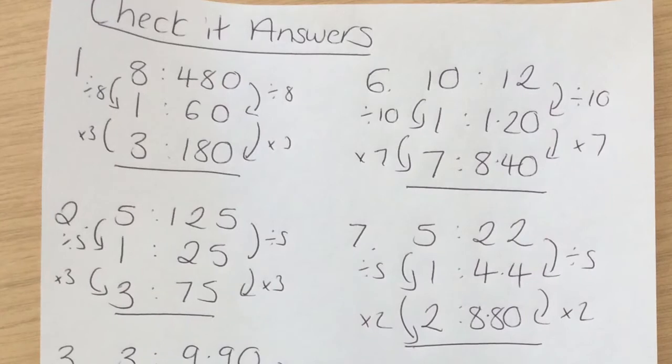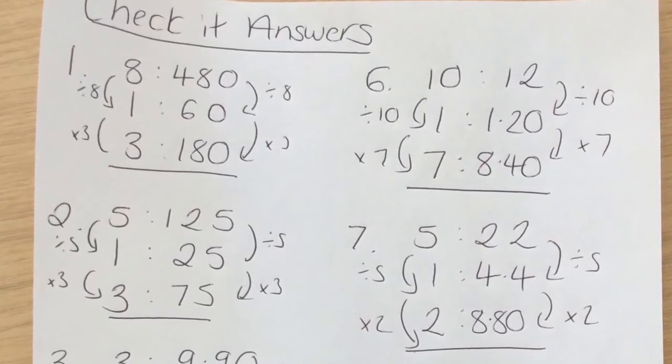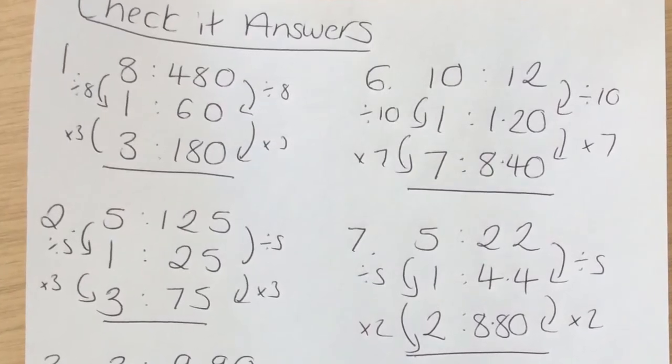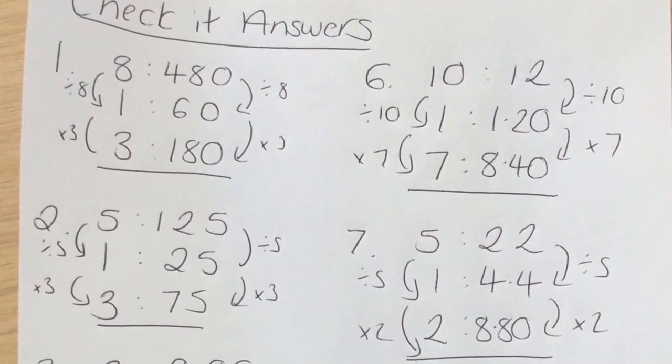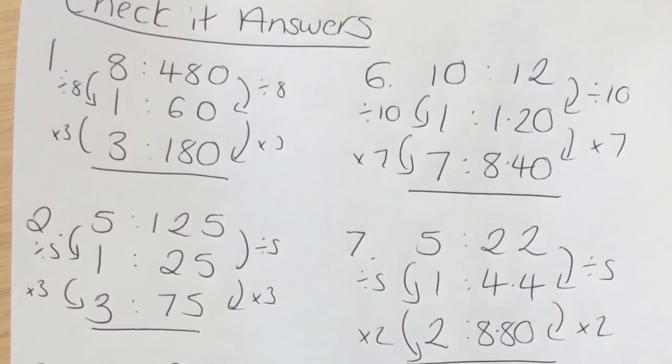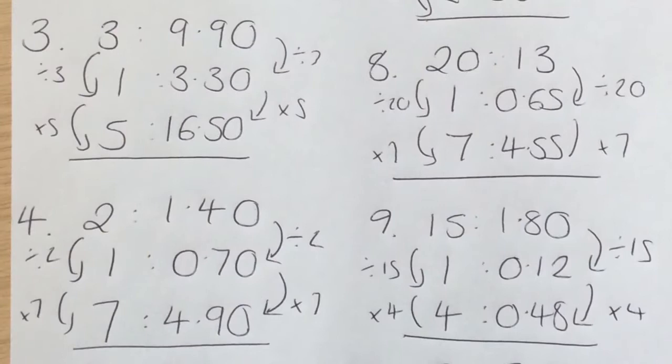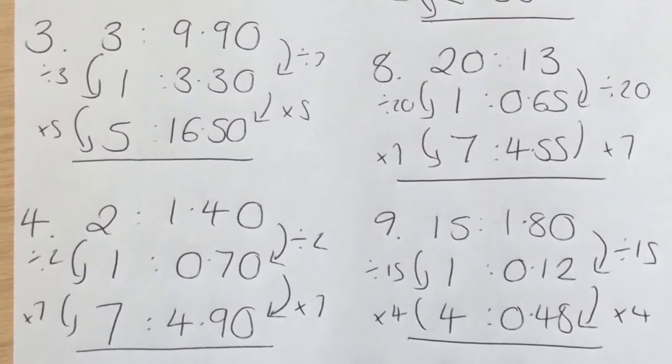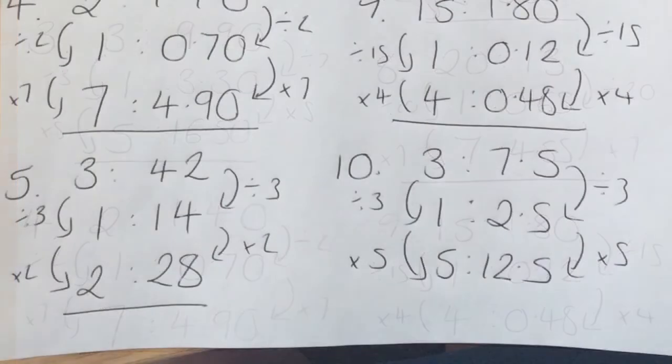Here are the answers. Mark your work in green pen. Be sure to show your workings. If you haven't got these on your work, add them now. Give yourselves a score out of 10 for these questions. Now we're ready to move on to the next type of proportion question.